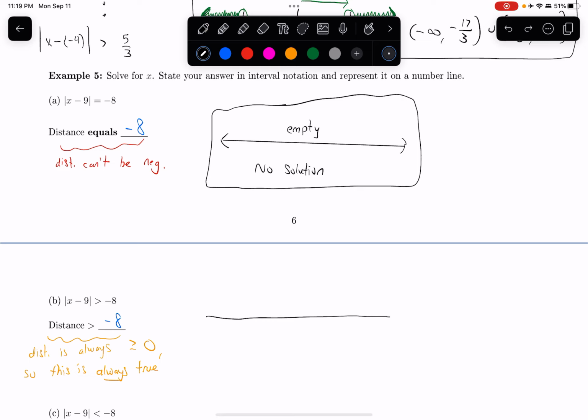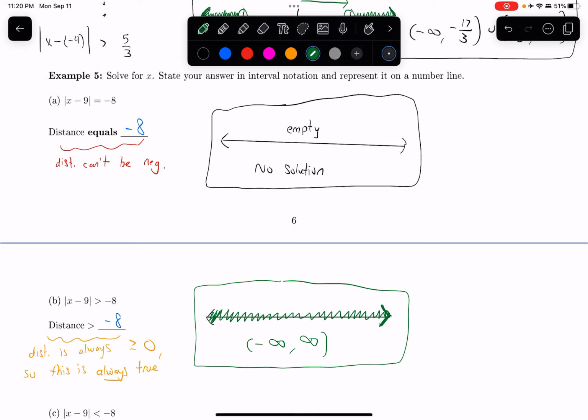So on my number line, this time, well, everything's going to work. Everything's going to work because the distance is always going to be bigger than any negative number. So everything that's shaded in. Interval notation is negative infinity, comma, positive infinity. That's my answer. It's a little weird, but that can happen. I can shade everything. What if I flip it?